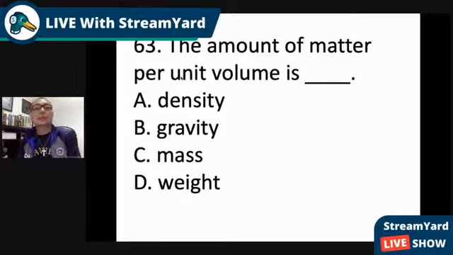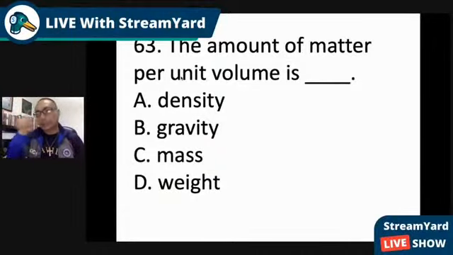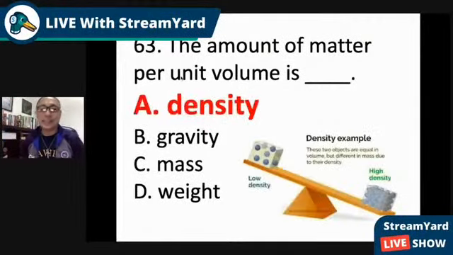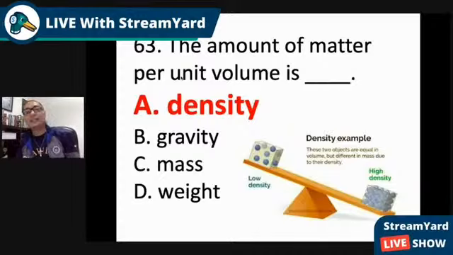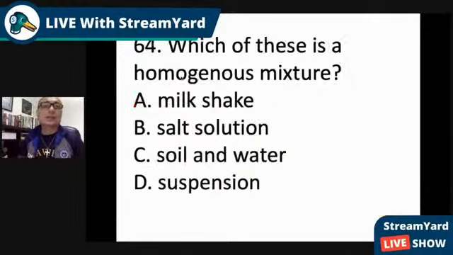63. The amount of matter per unit volume. Siguro hindi na siguro difficult to, no? Kasi from the statement itself, it gives us already the equation. The amount of matter per unit volume, so M over V. And so this is density. The higher the density, the heavier it becomes. The lower the density, the less heavy it becomes, as shown in the equation.